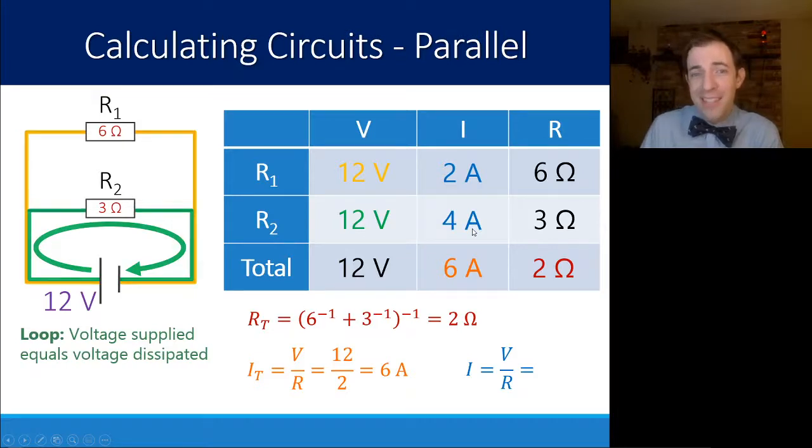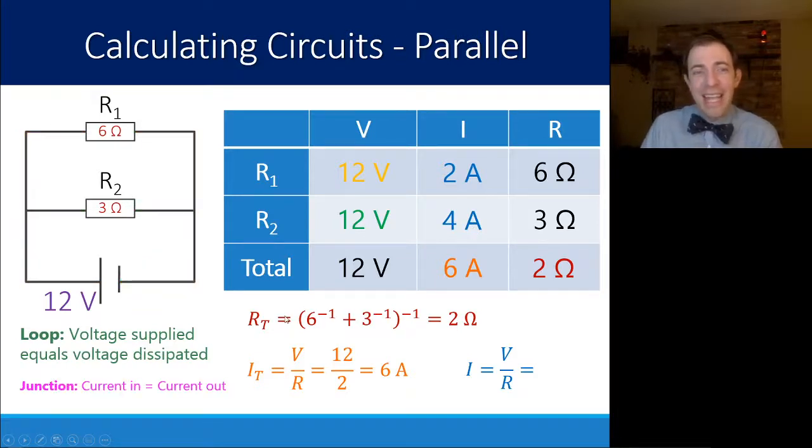Now to check to see if I did that correctly, I can look at the junction rule. I know that there's 6 amps of current coming out of the battery. That's what I calculated to begin with. And this splits then into a current of 2 amps flowing through this top branch through R1 and 4 amps flowing through this bottom branch, R2. 2 plus 4 adds up to 6.